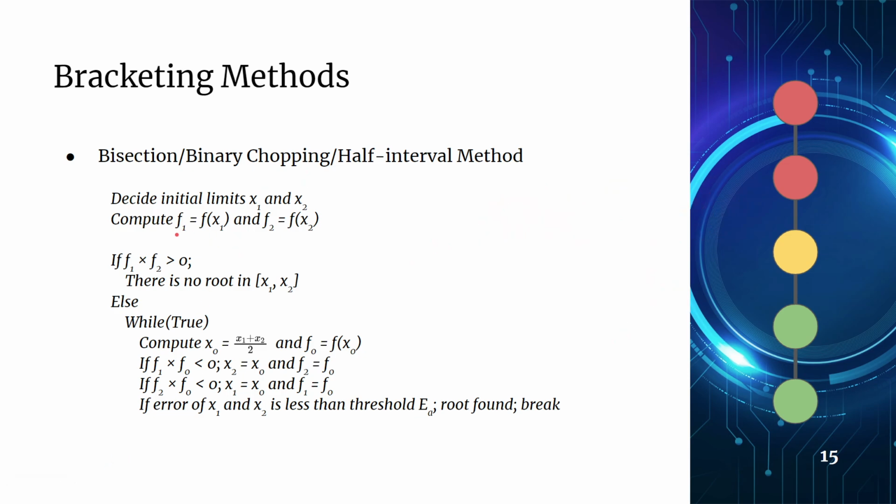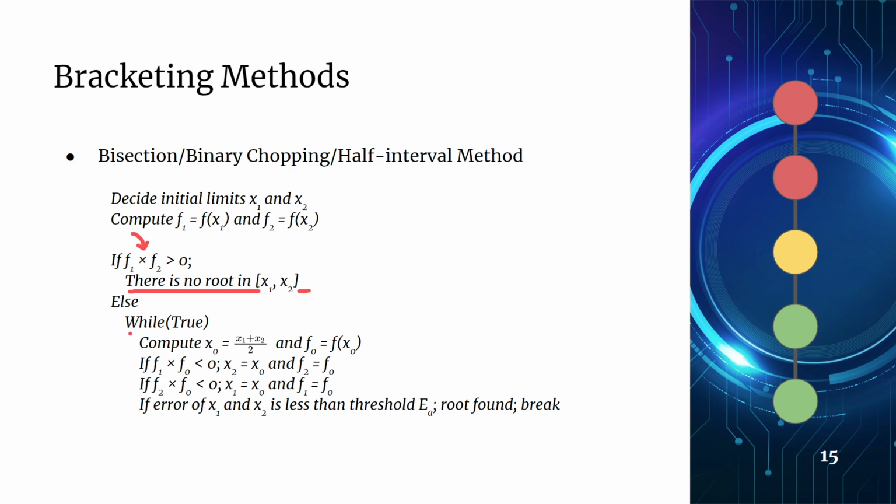Once you have the values of f1 and f2, you first need to see if the multiplication of f1 into f2 is greater than 0 or not. If it is greater than 0, then we say there is no root in the x1 to x2 range. Once again, we will explain this in the next slide, but just so you know, if the multiplication of f1 and f2 results in a value greater than 0, we say that there is no root between x1 and x2. If that is not the case, then obviously there is a root between x1 and x2.